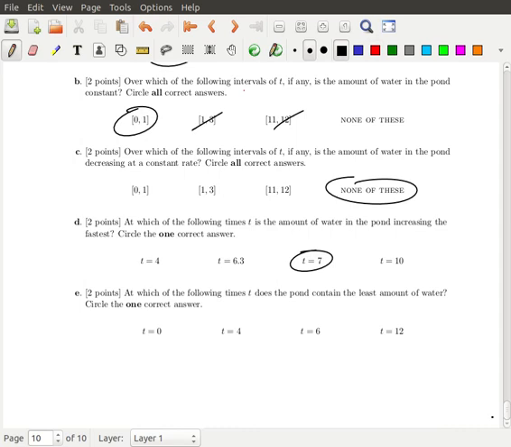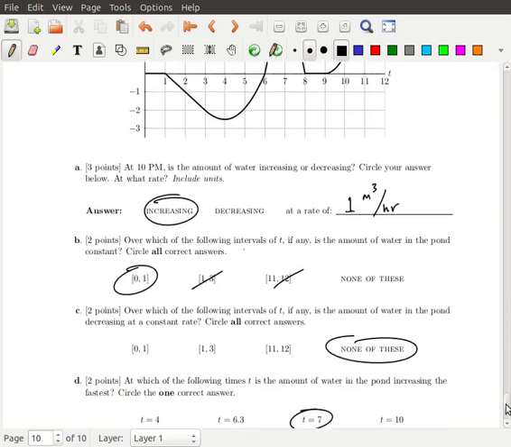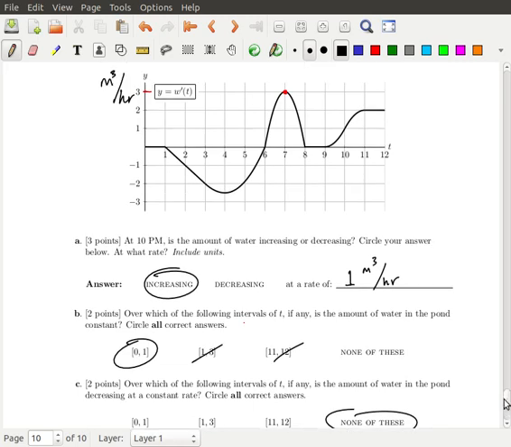Final question. At which of the following times t does the pond contain the least amount of water? Circle the one correct answer. Where it contains the least amount of water. So here we have to reason through what's going on with water flowing in and out based off of thinking about these rates. So initially, no water is flowing in or out. And then for this whole time period, until we get to t equals 6, water is flowing out of the pond, right? Because those rates are negative.